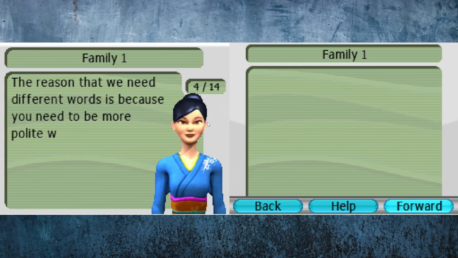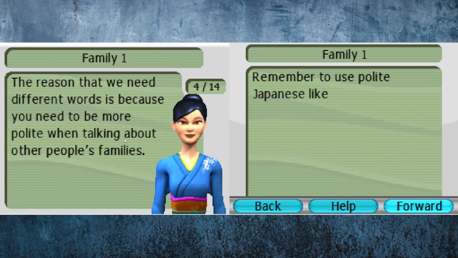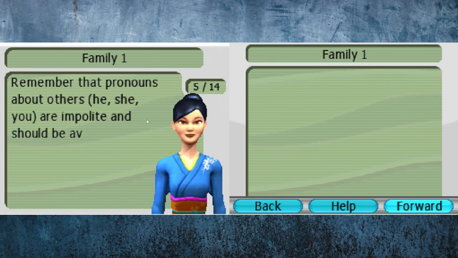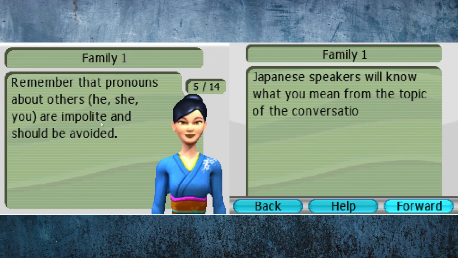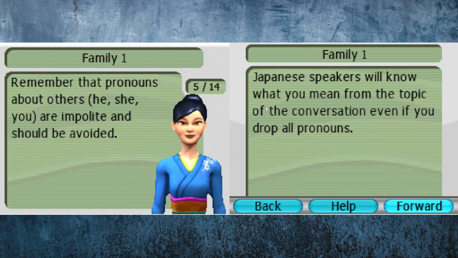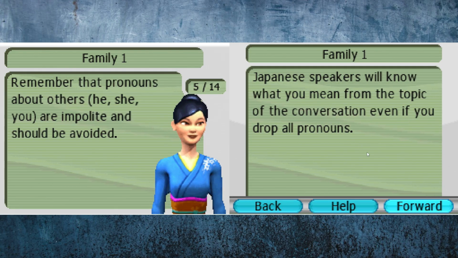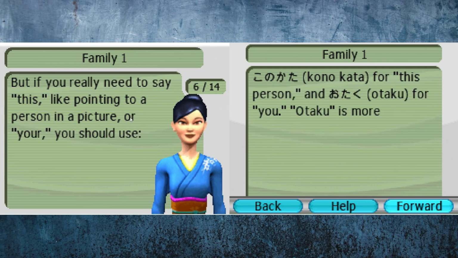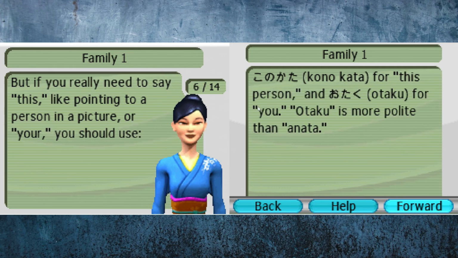The reason that we need different words is because you need to be more polite when talking about other people's families. Remember to use polite Japanese like mas and des when talking with people that you are not close to. Remember that pronouns about others, he, she, you, are impolite and should be avoided. Japanese speakers will know what you mean from the topic of the conversation, even if you drop all pronouns. But if you really need to say this, like pointing to a person in a picture, you should use kono kata.